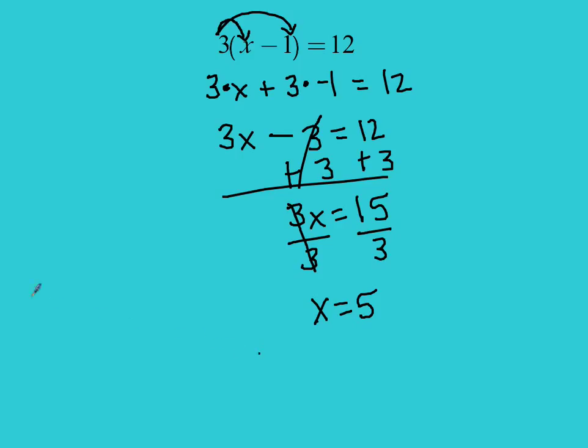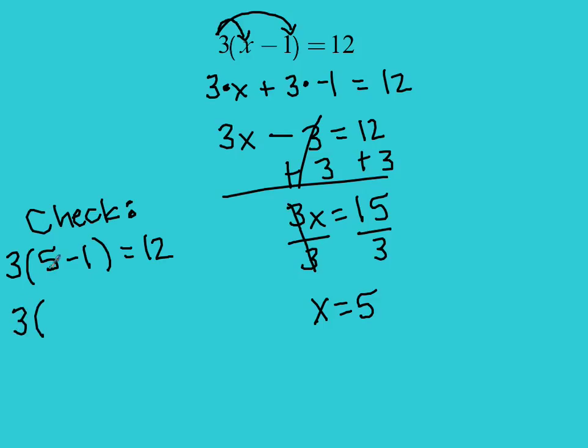Now if we wanted to check our answer, we could take our x equals 5 and we could plug it in for our x. So this is a good way to check and see if what you did was right. So this would be like 3 times 5 minus 1 equals 12. Notice I just took the 5 that we found out was x and I plugged it in where x was.